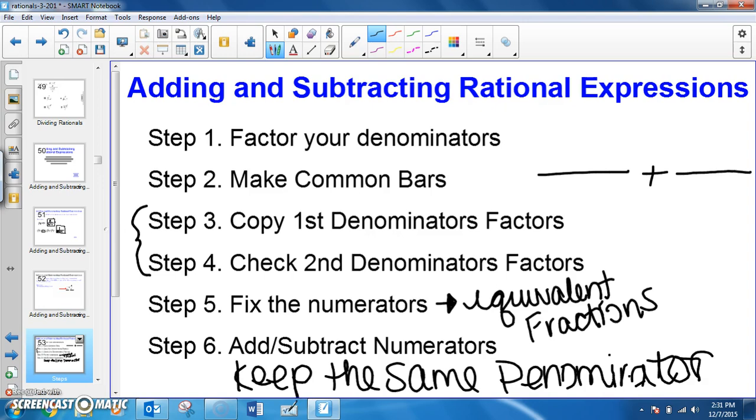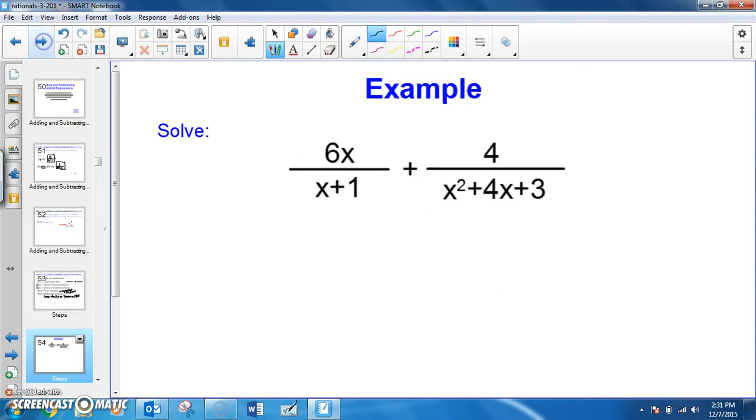I understand this sounds confusing, but once we go through a few of our problems, I'm sure you guys will get it. So, the example we're going to do right now is 6 over x plus 1 plus 4 over x squared plus 4x plus 3.